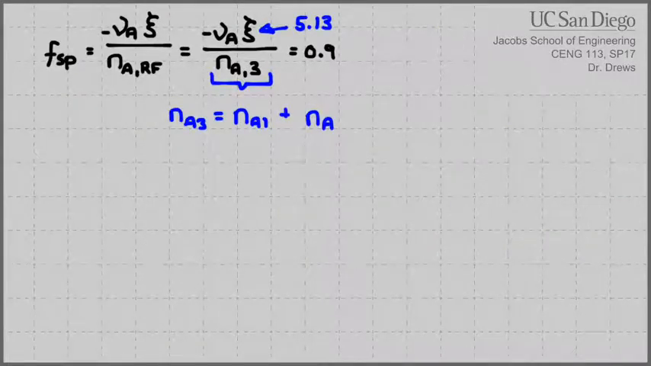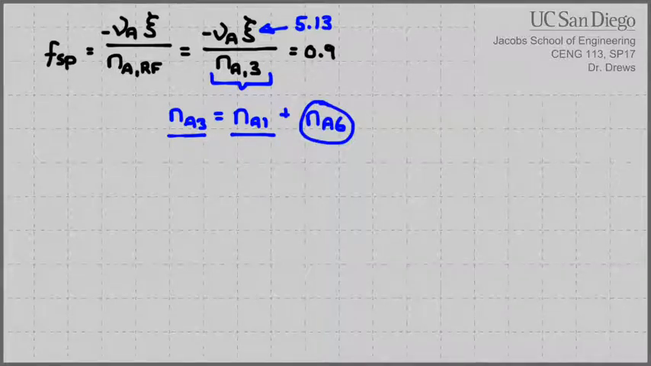So this ends up being the moles of A in stream 6. Once we know moles of A in 3, we already know moles of A in 1 because it was given to us. And this is what we were after for part A of this problem. So the moles of A in stream 3 we can get from the expression right up top, which is 5.13 divided by 0.9. And so we've got 5.7.